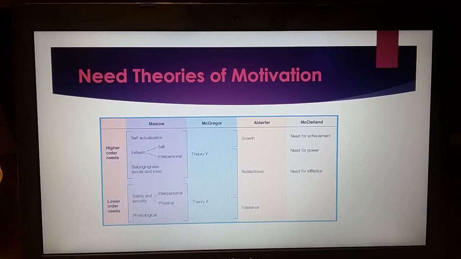And those are all higher order needs that kind of blow this whole theory X out of the water, saying, yeah, well, that's taken care of. But once people reach this level, they have these other more complicated needs.